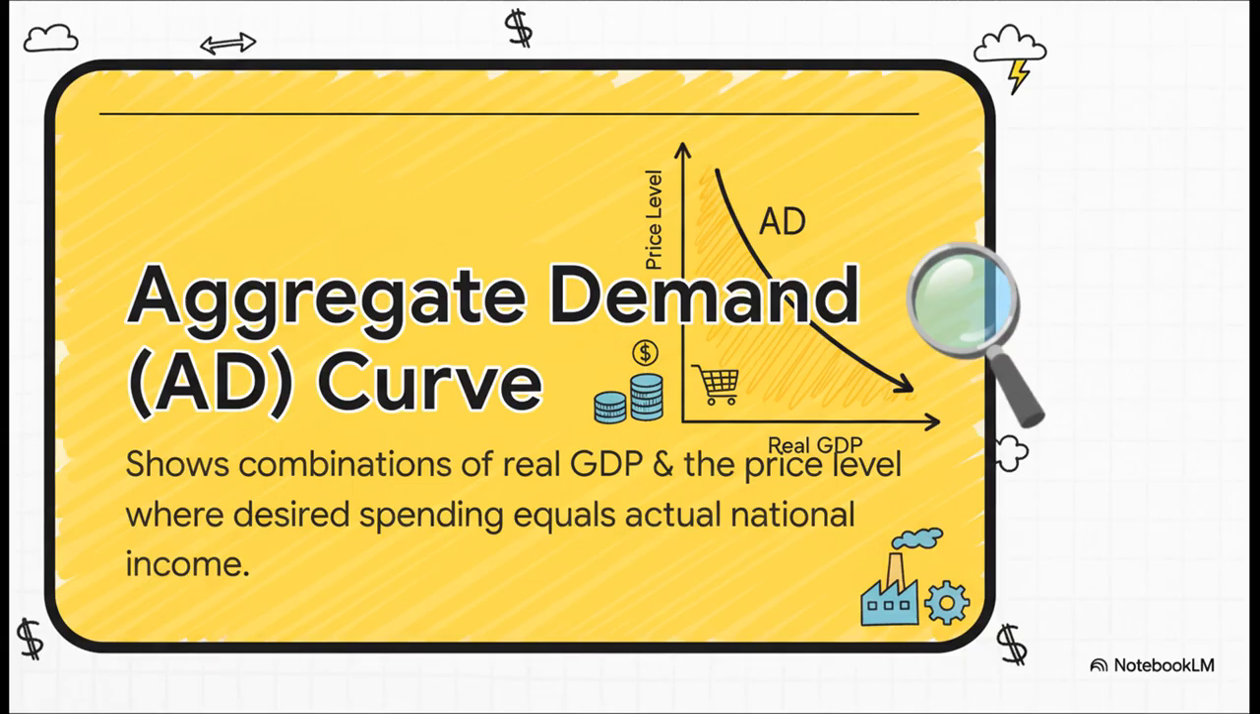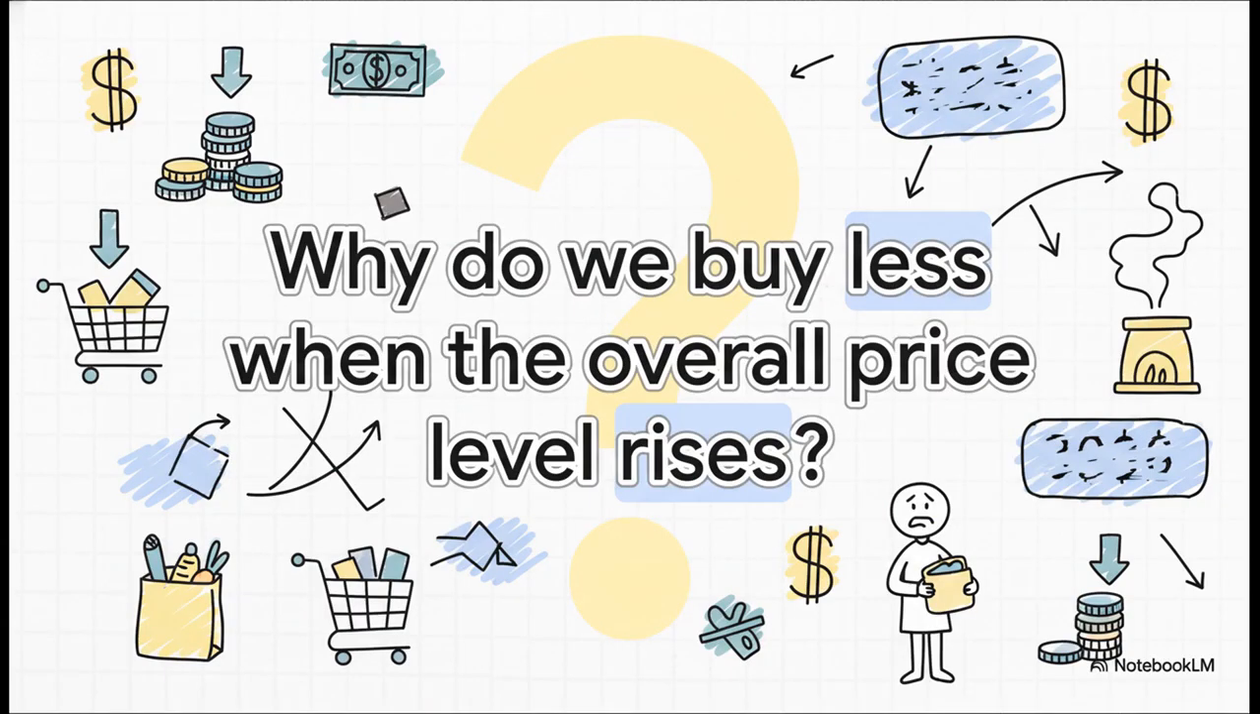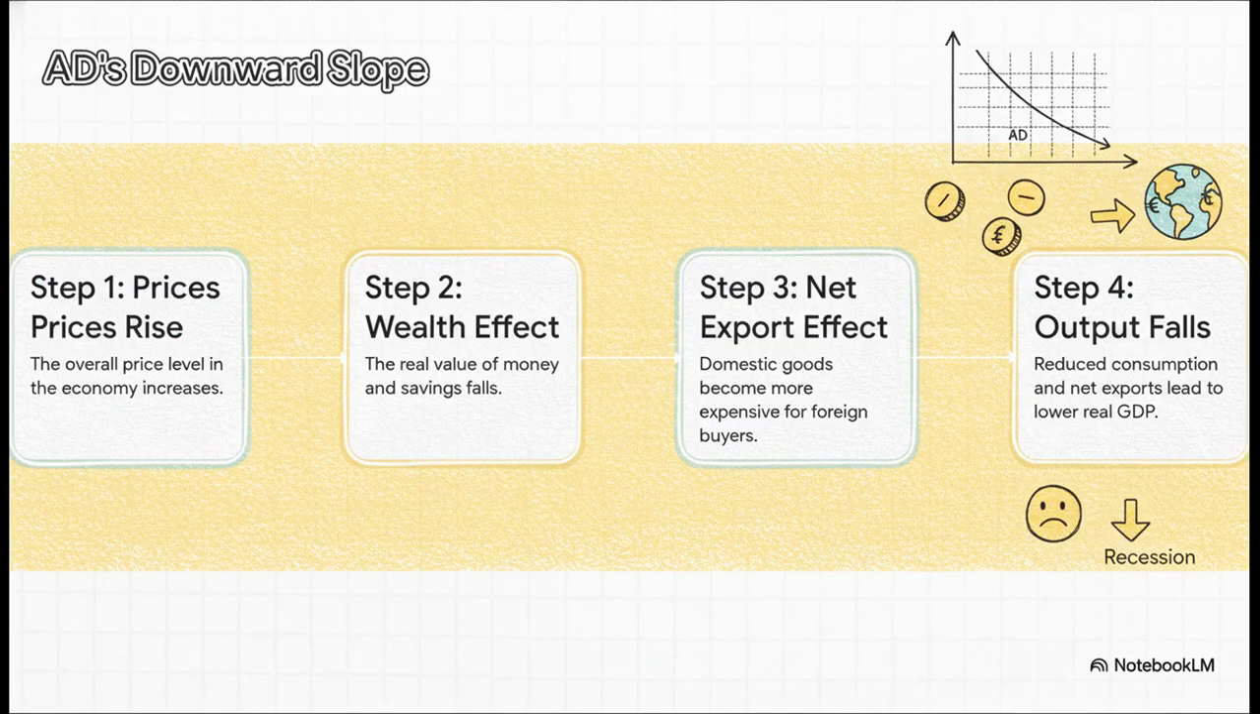But why is that? And that really is the key question, isn't it? Your first instinct is probably, well, duh, things are more expensive. But it's actually a little deeper than that. Remember, we're not just talking about your morning coffee getting pricier. We're talking about the average price of everything in the entire economy rising at once. What does that actually do to the way we all behave? It's this fascinating chain reaction.